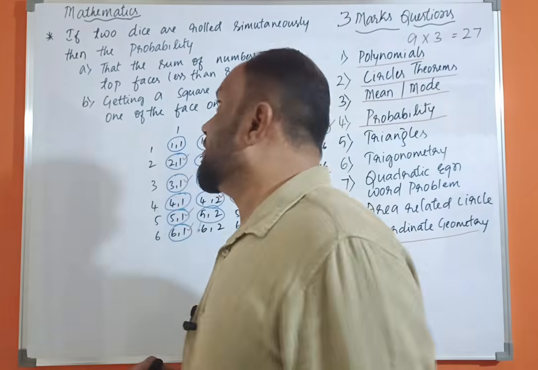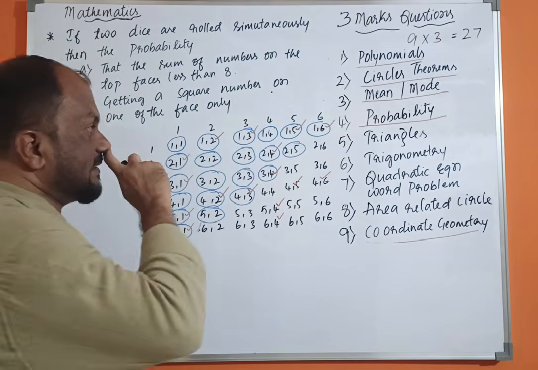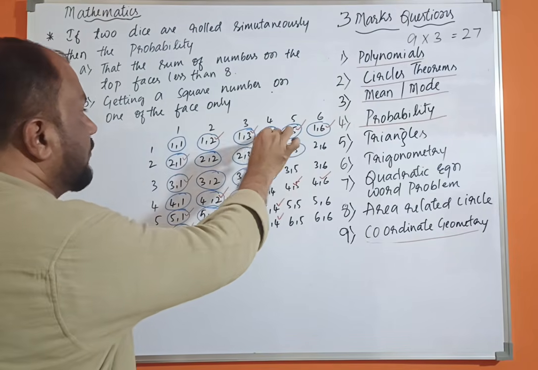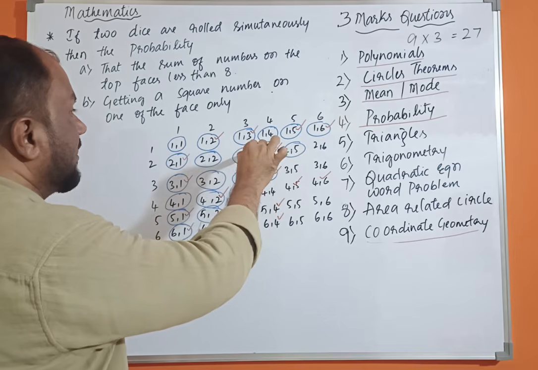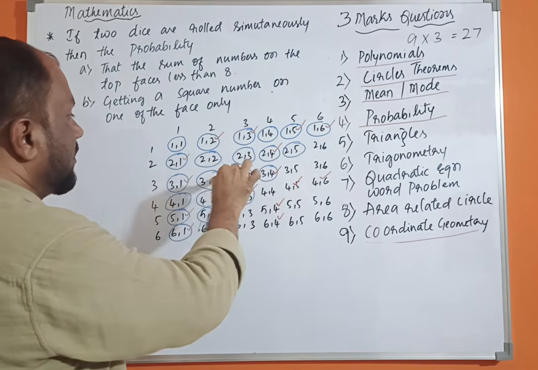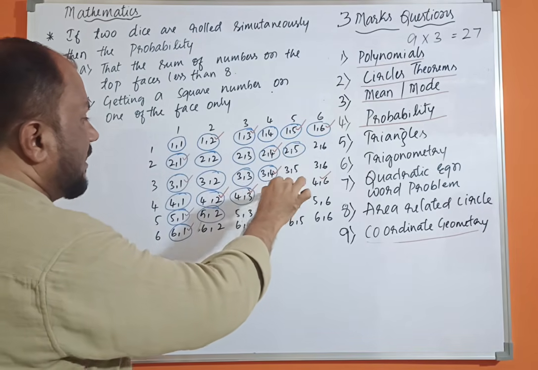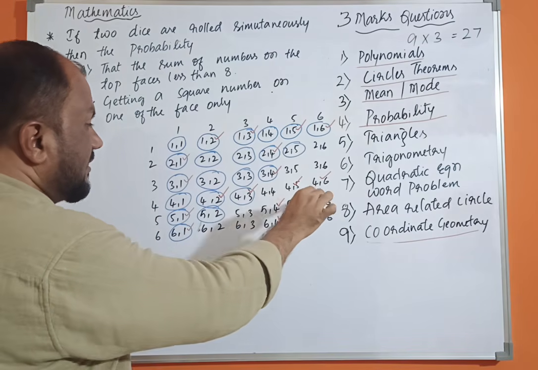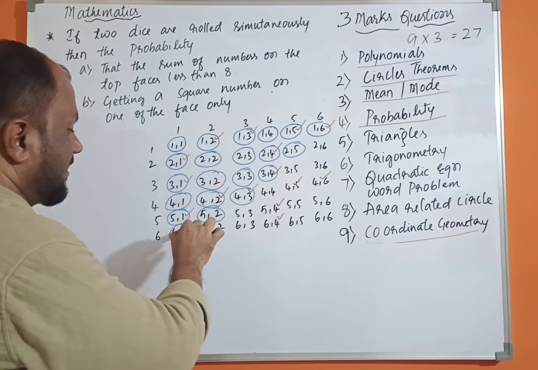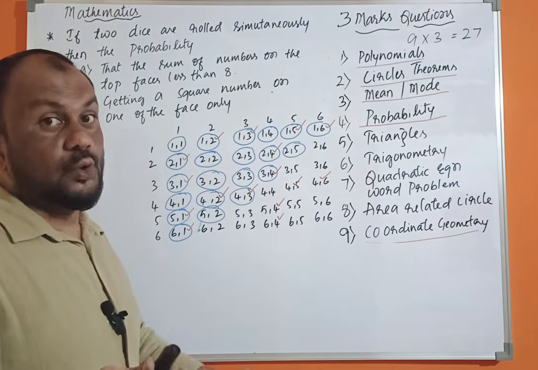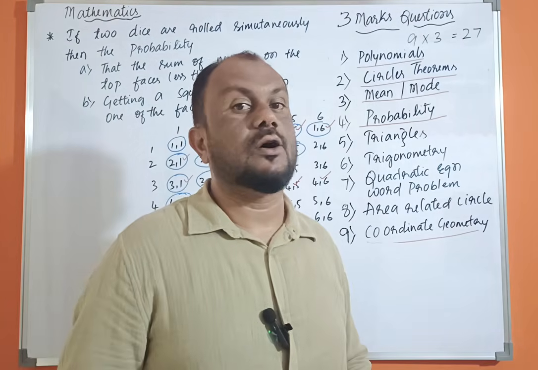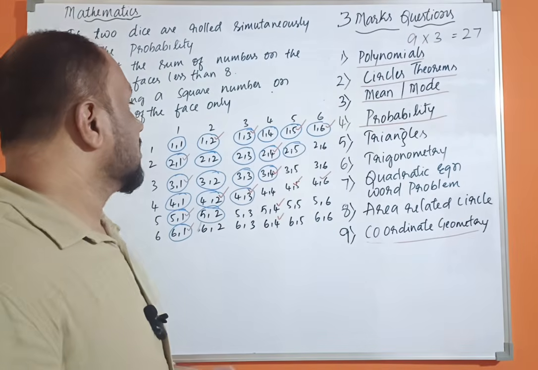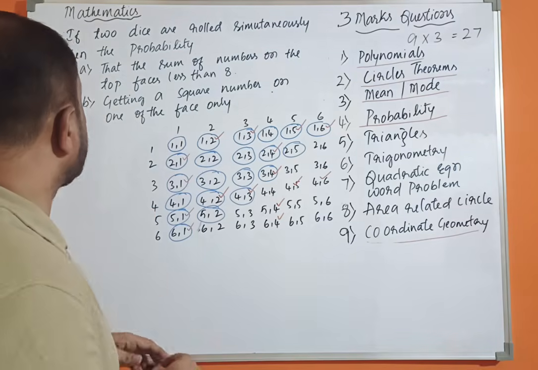Whenever you roll two dice, you will get a total of 36 results, which are written here. So there are 1, 2, 3, 4, 5, 6, 7, 8, 9, 10, 11, 12, 13, 14, 15, 16, 17, 18, 19, 20, 21, 22, 23, 24, 25, 26, 27, 28, 29, 30, 31, 32, 33, 34, 35, 36. The total outcomes you get, that is nothing but 36, whenever you are rolling two dice. Now, after that, what is the first one?